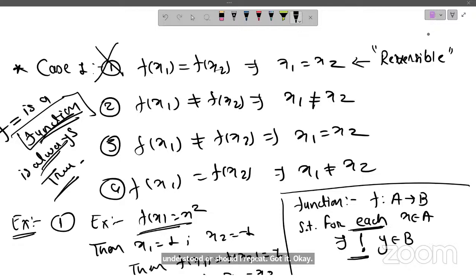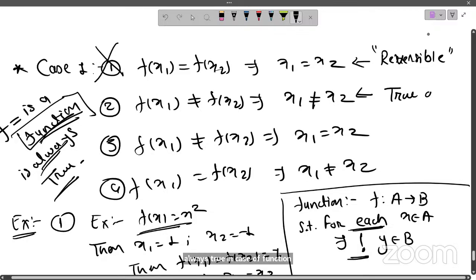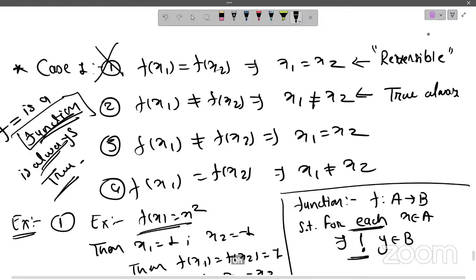What does the second statement say? That f of x1 not equal to f of x2 will imply x1 is not equal to x2. Is this true always? This is always true in case of a function. Ma'am, but it is given as a false statement in the activity question. For reversible, it is not true. For being a function, it is true.